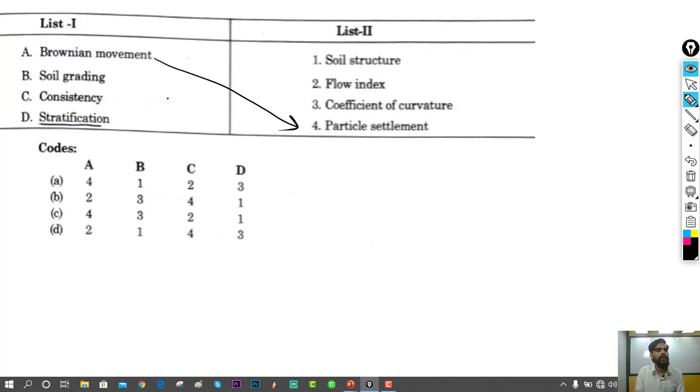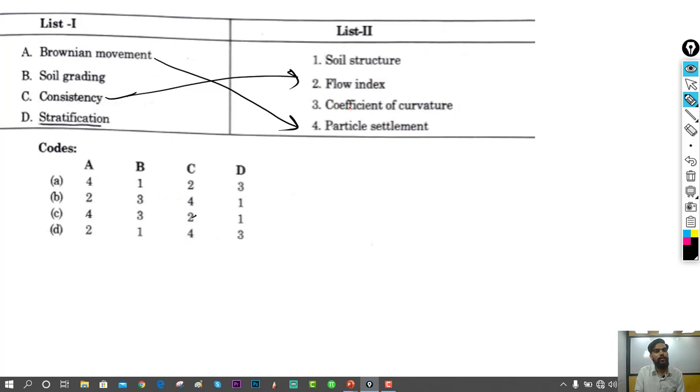Consistency is always used for calculating flow index, because from the liquidity index, consistency index and plasticity index, with the help of these index values we determine the flow index, and all these values come out with the help of consistency. So our option A matches with option 4, and option C matches with option 2. Now the soil grading.